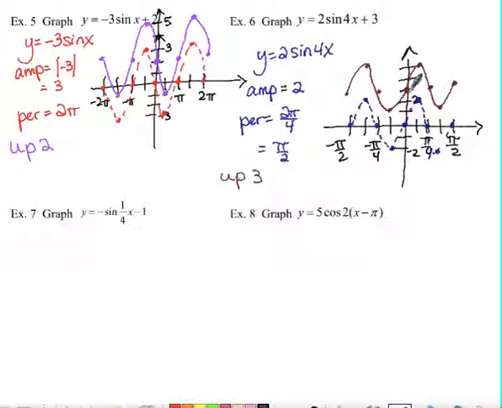All right, I'm going to give you a head start on me, and I want you to try example 7 on your own. And if you're a fast worker, go on to example 8 if we're still waiting.